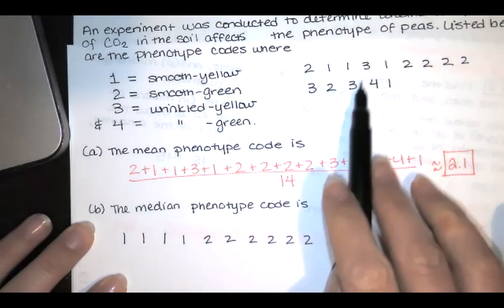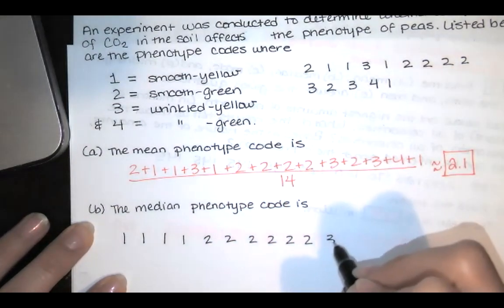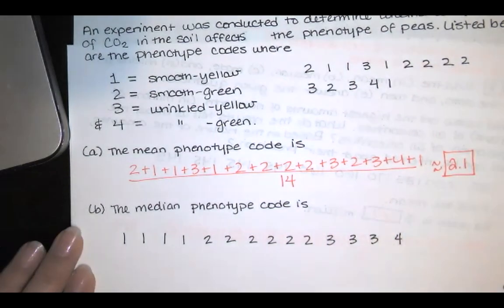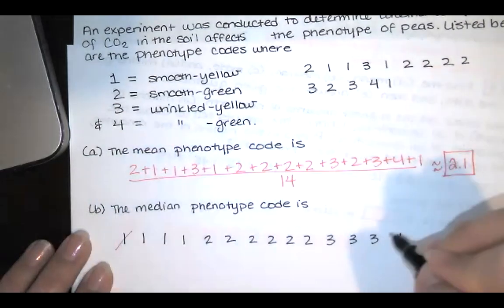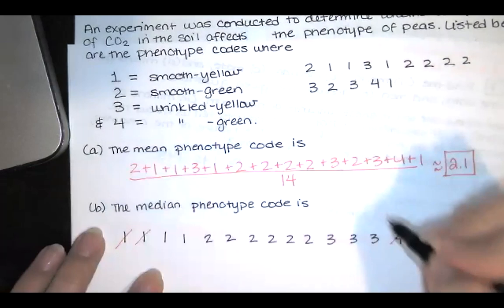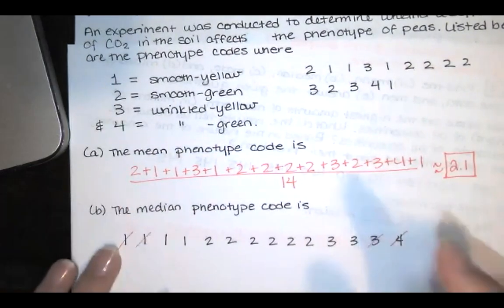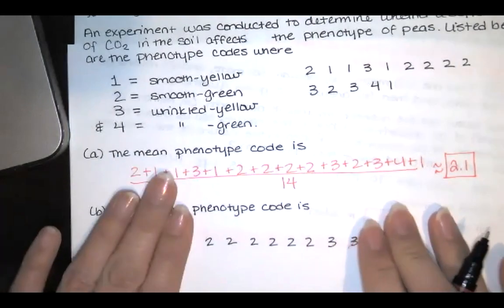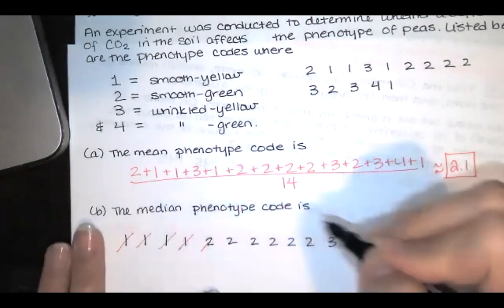And then I've got 1, 2, 3 threes, and a 4. So we put them in order, and then we cross them out 2 at a time. So get rid of those 2, and get rid of those 2, and get rid of those 2. Oops, and get rid of those two.